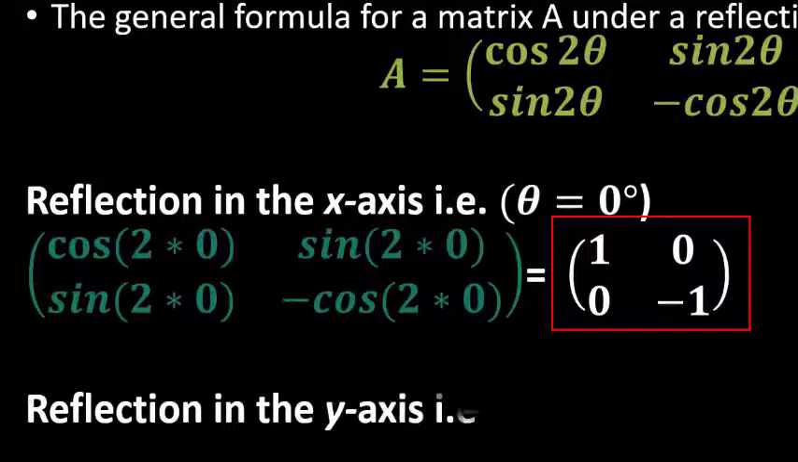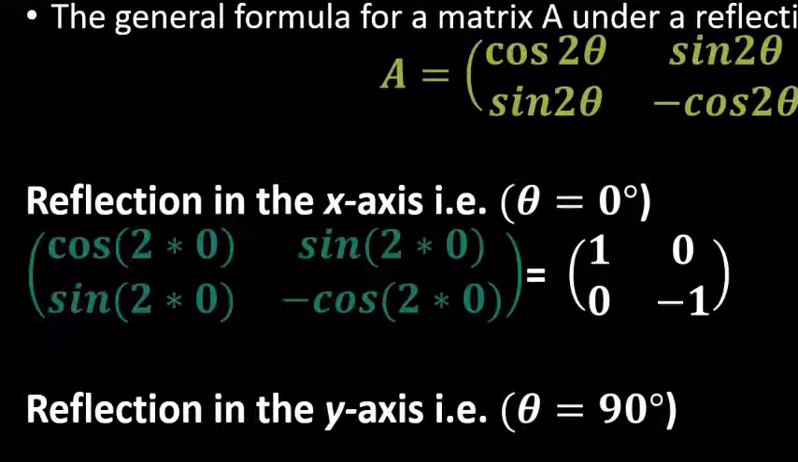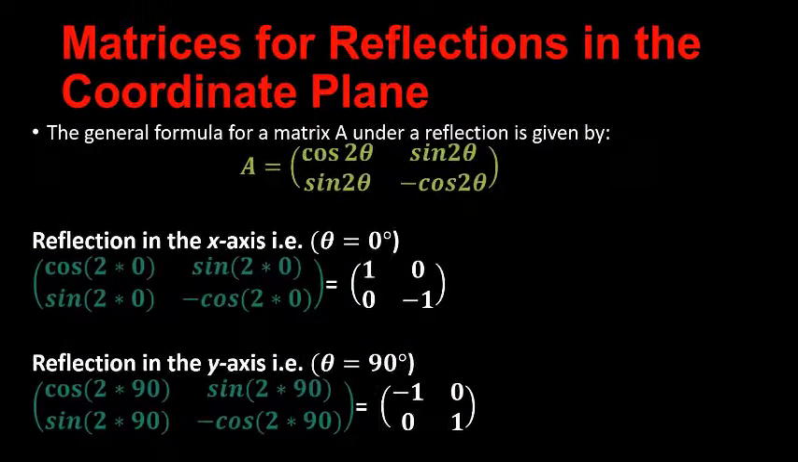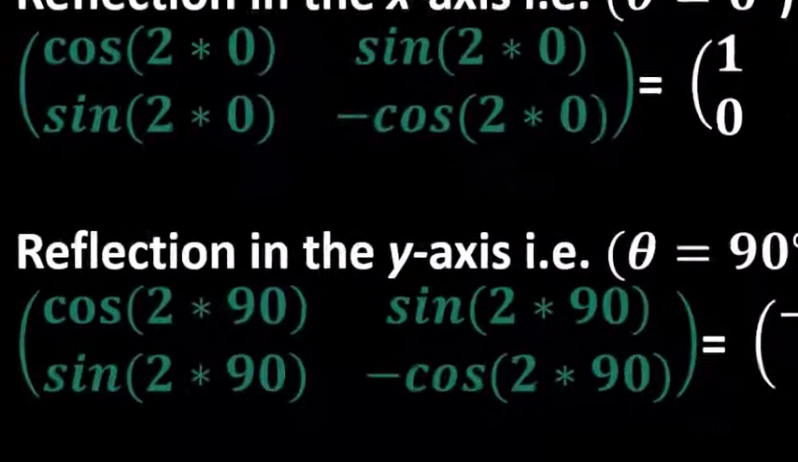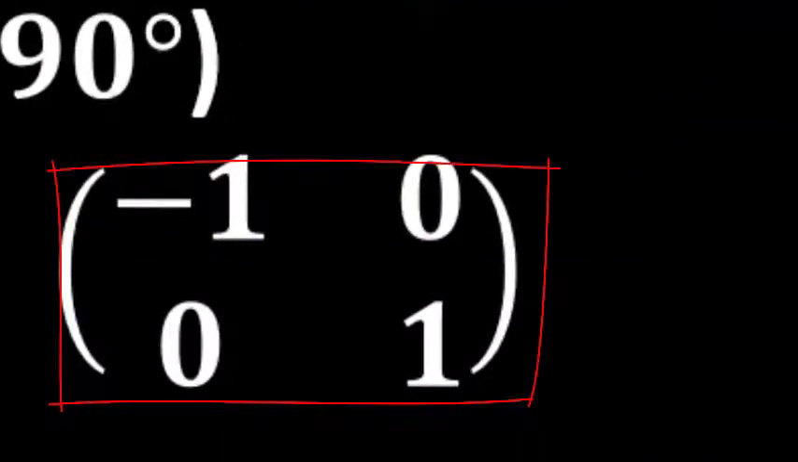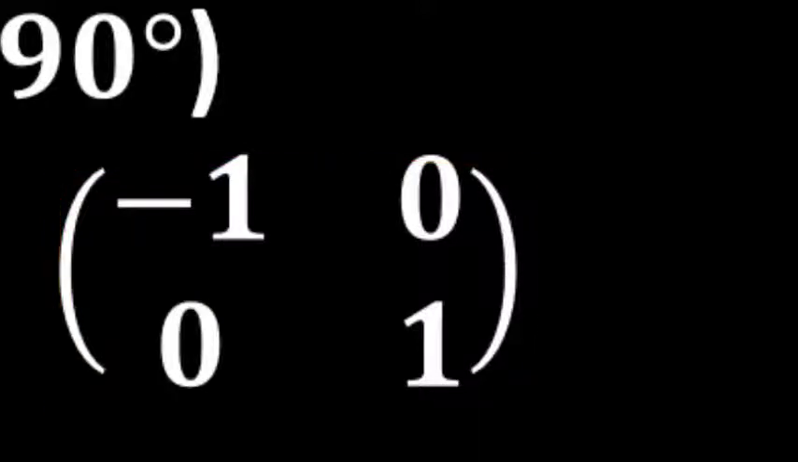Now reflection in the y-axis. What is theta? Theta is 90 degrees. And we already know that 2 times 90 degrees is 180. Substituting in our formula, we have cos 180, sin 180, sin 180, negative cos 180, and our resulting matrix is negative 1 0 0 1.